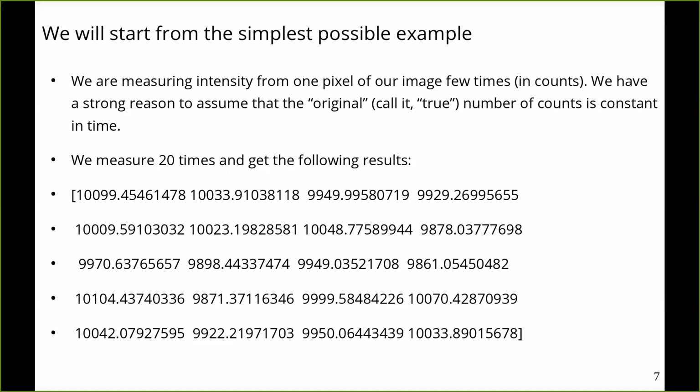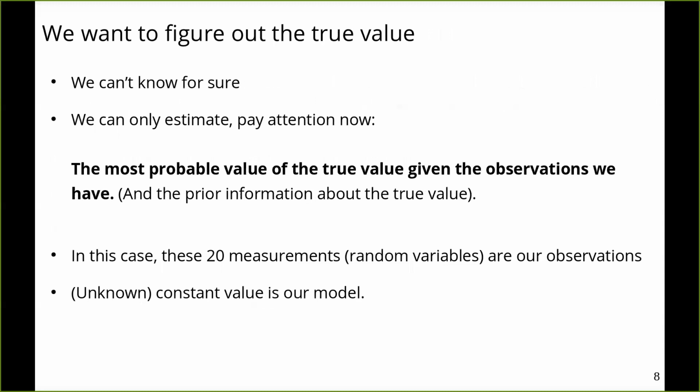We know that the noise, or the scatter, or the uncertainty of these measurements comes from the photon noise. It comes because of the randomness of the counting process, so to speak, right? And now what we want to do is figure out the true value. And the first thing is that we cannot know the true value. I can't say, okay, the true value is this, full stop. We can only estimate it. And what we are trying to estimate is the most probable value of the true value in some limits.